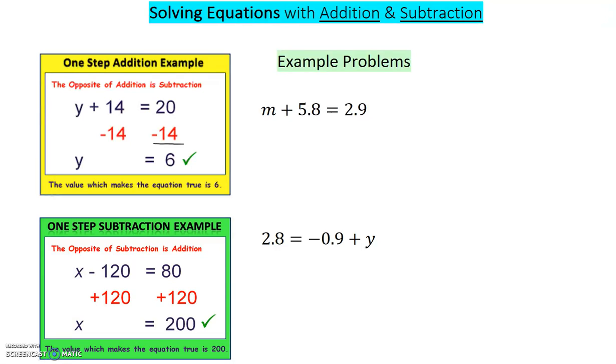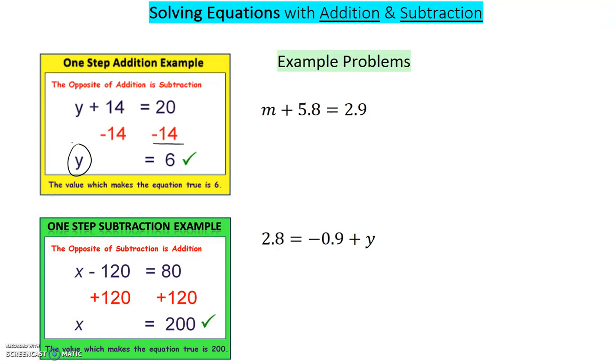It's pretty straightforward. For every problem where there's a variable, our whole goal is to find what that variable equals. So in this case we have y plus 14 equals 20. Remember, the idea is we only want to know what y equals.